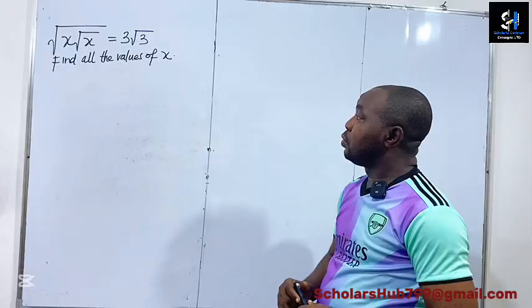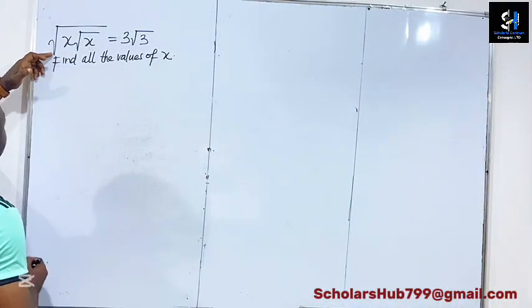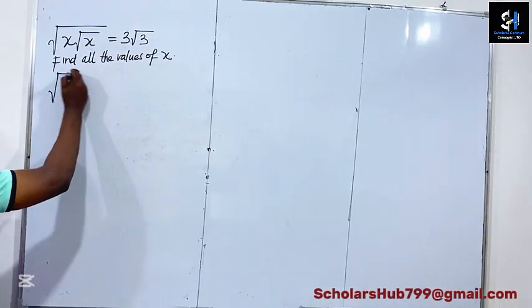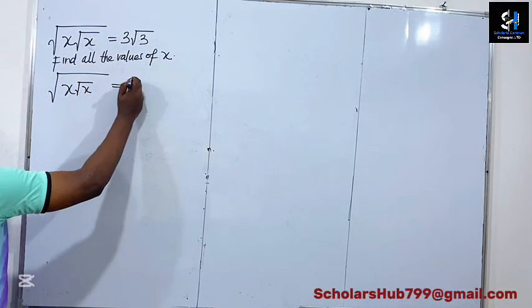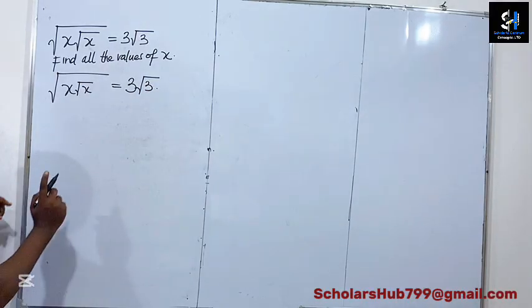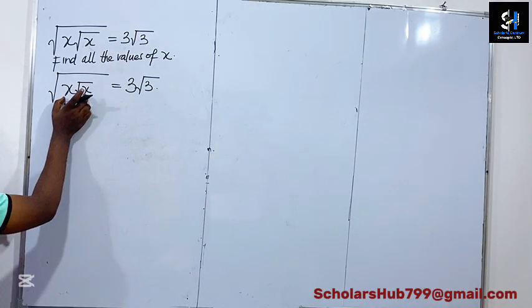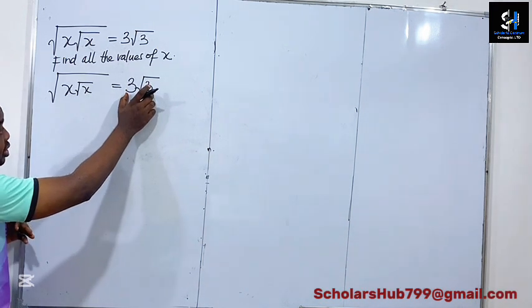Let's find all the values of x. We have radical x multiplied by root x equals 3 root 3. The first thing I'm going to do is write this as a basic square root, and I'll do the same thing on the right hand side.